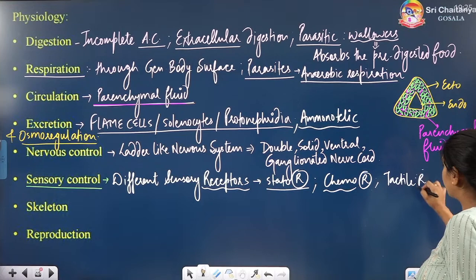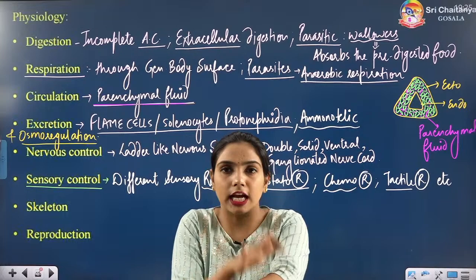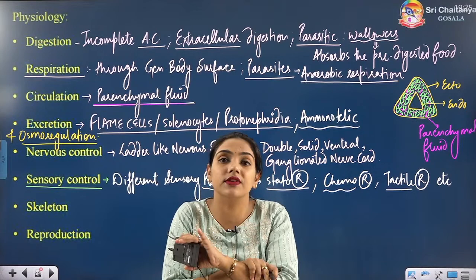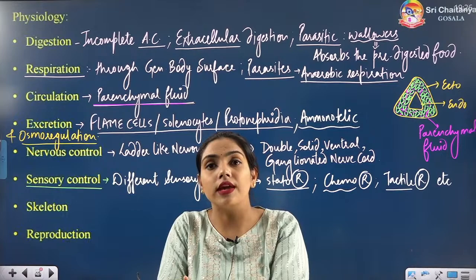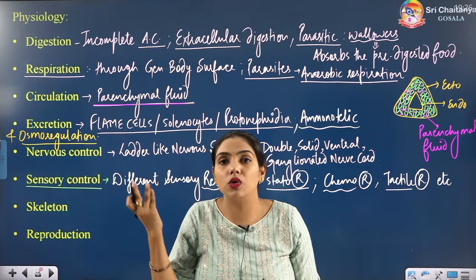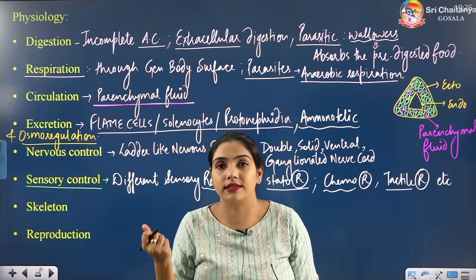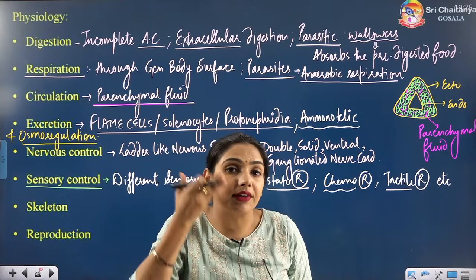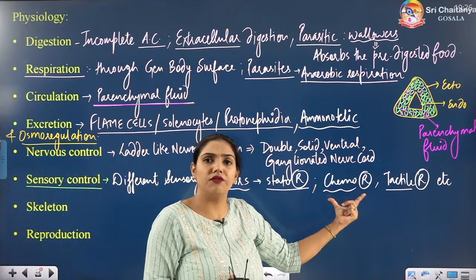Our skin has tactile receptors. If somebody touches us, then we get to know. So we can sense the touch. That means we have tactile receptors, right? We can sense heat and cold, right? So we have thermoreceptors. We can sense smell. So we have chemoreceptors in our nose. We can sense taste. That means we have chemoreceptors on our tongue, taste buds. All right, they are gustatoreceptors. In the nose there is an olfactory receptor. So olfactory receptors and gustatory receptors are chemoreceptors. So different types of receptors can be found in their body.